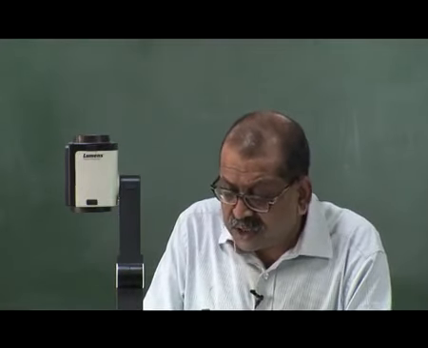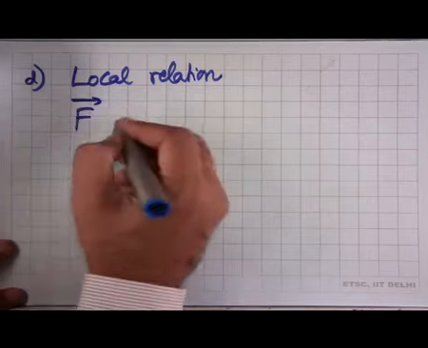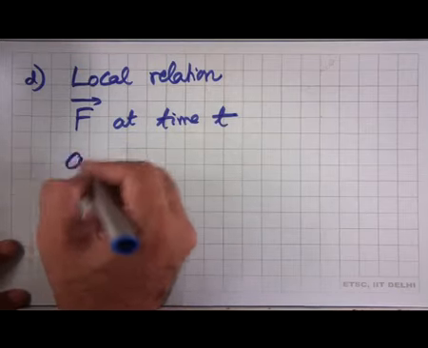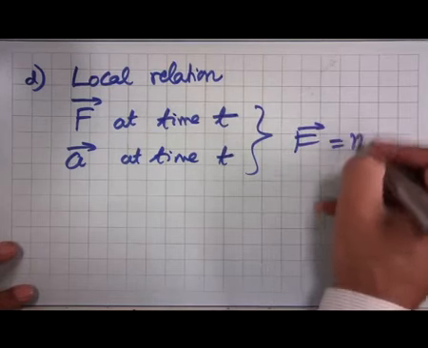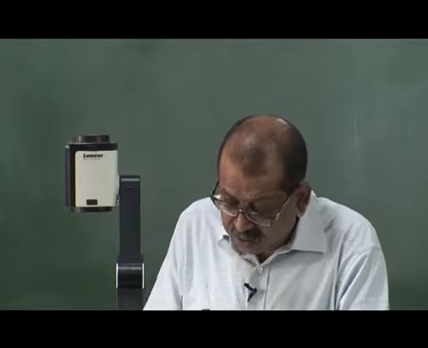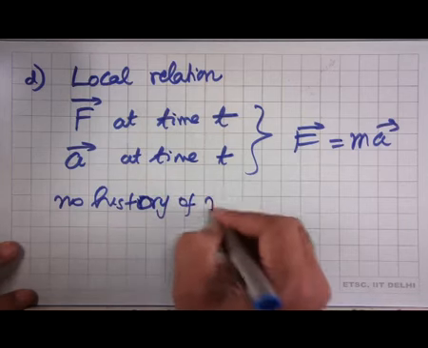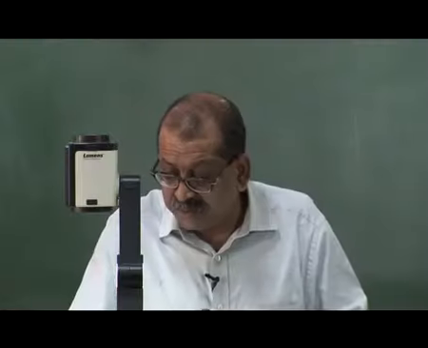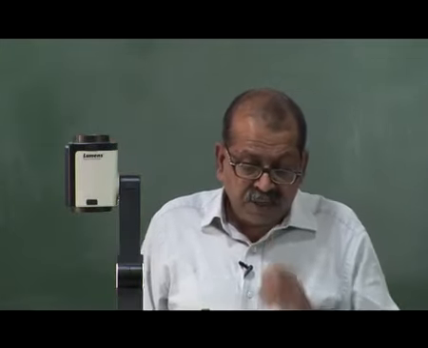But the other thing we realize is that this relation F is equal to ma is a local relation, which means the force is being exerted at time t on a body, and it causes acceleration at that time t. So, when we write F is equal to ma, the force is applied at a time t, and immediately it causes an acceleration at that time. So, therefore, in F is equal to ma, there is no sense of history of motion of the particle. Of course, if the force F is constant, and is acting for a long time, then maybe we can integrate it over time. But as such, given this relation F is equal to ma, it is just a local relation.